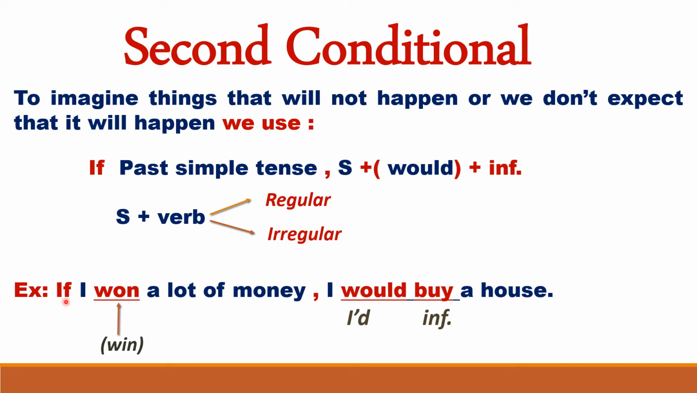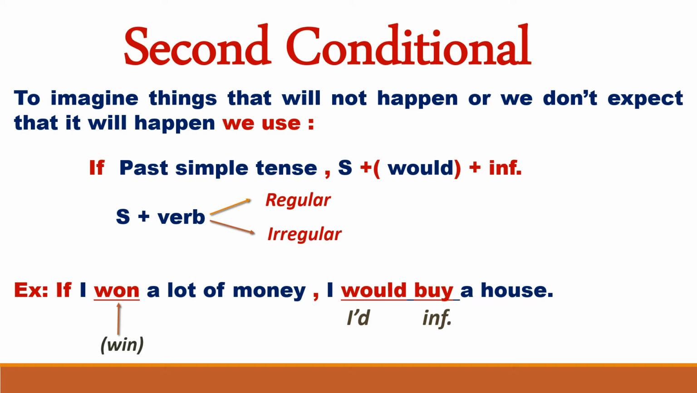So here if is at the beginning. Can I put it in the middle? Yes of course, but without a comma. I omit the comma and put if in the middle. But after if there will be the past simple tense, because it is the direct clause that follows it, and the one before it will be the result clause. So it becomes I would buy a house if I won a lot of money, or I can say if I won a lot of money I would buy a house.